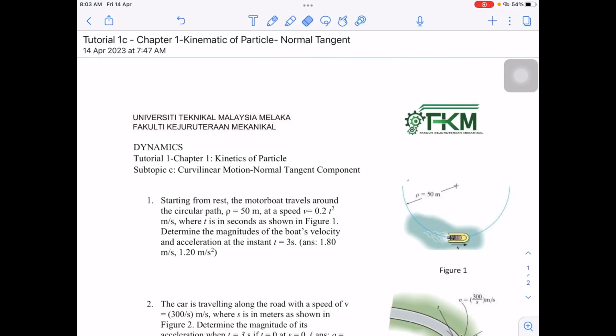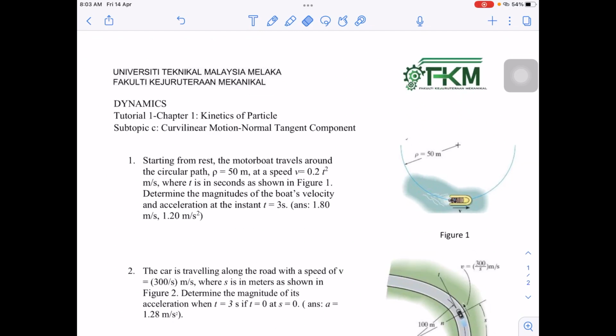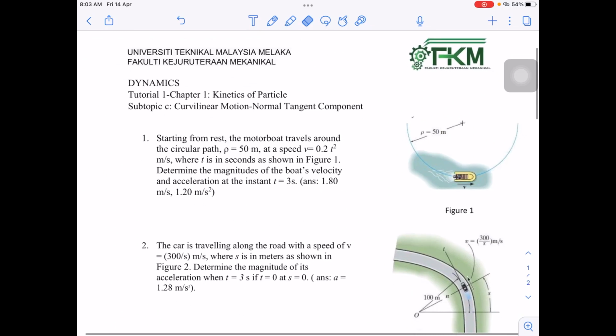Okay, so today we will do some tutorials on chapter 1, and if we have time, we will go into a bit of chapter 2 on the lecture. Our lecture on chapter 1 is already done, so we are left with some exercises. I've given you these tutorials, tutorial 1C, which is on curvilinear motion, normal and tangent components. I hope you've already done all the tutorials, so we can discuss them in this class.